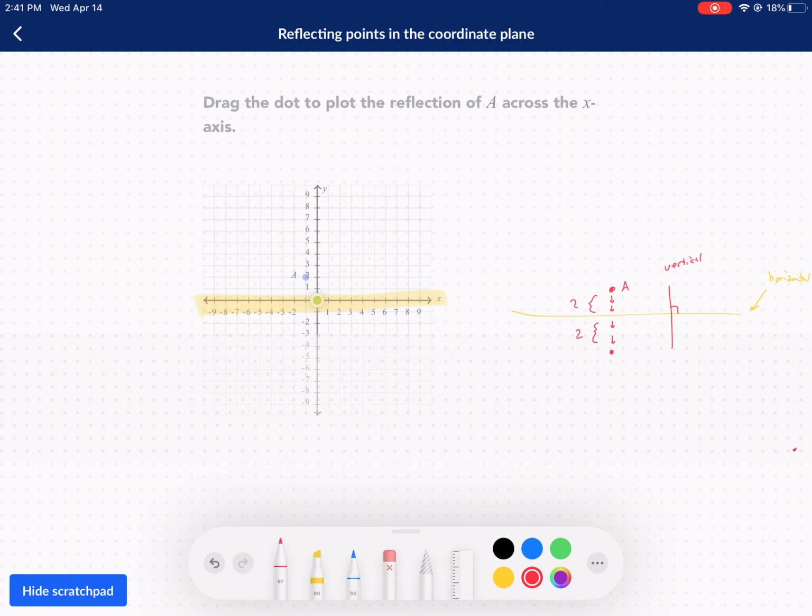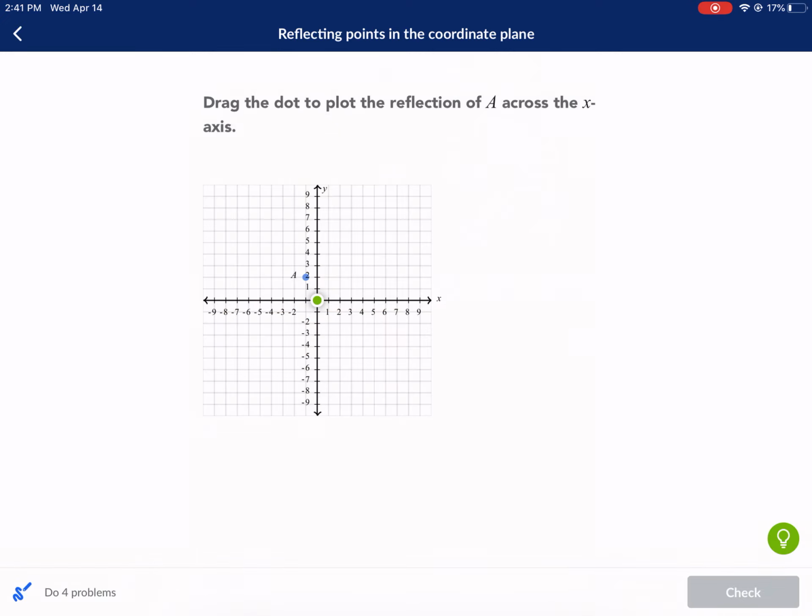So with that in mind, let's identify where this point A is going to be. We're going to count down to the line of reflection, 2 units, and then we're going to count 2 more units to get to our new spot where A is reflected, and that is the point -1, -2. So right 1, 2, and then 1, 2, and that's where it's going to be.